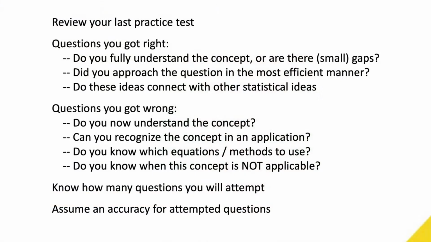It's the hardest thing for students to understand, that you want to do less and score more. That's essentially what you're doing. Okay, so if you are looking at your raw score, assume an accuracy for attempted questions. Typically, I assume an accuracy of about 90% for the questions that I would attempt. If you want to assume an accuracy of about 85%, that's okay.